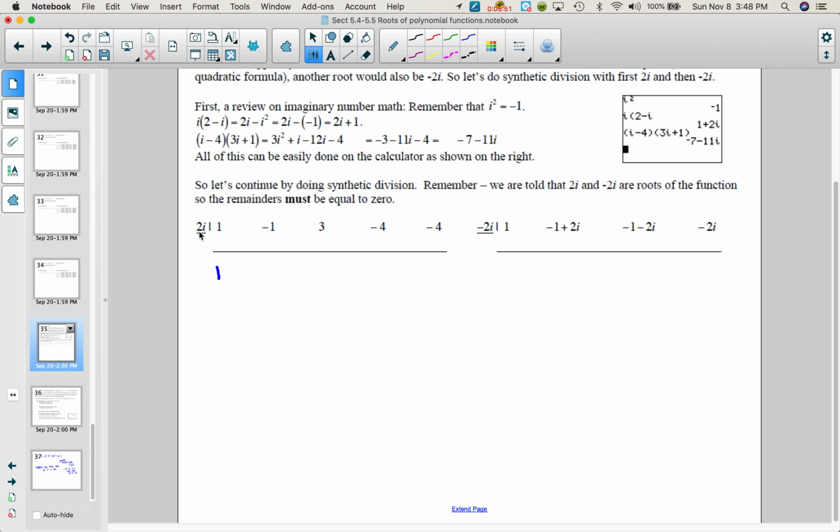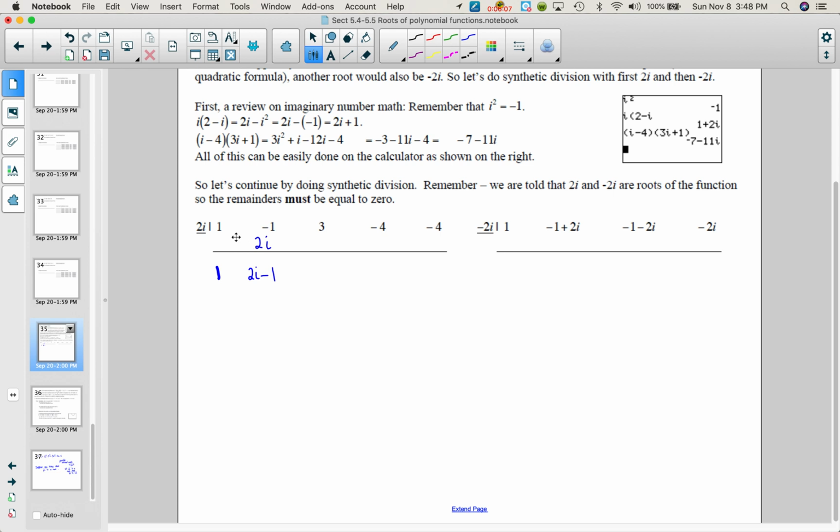Then we multiply. So 2i times 1 is 2i. And then I'm going to add. And when I add, I get 2i minus 1. Okay, because I can't combine them. They're not like terms. So then I'm going to multiply.